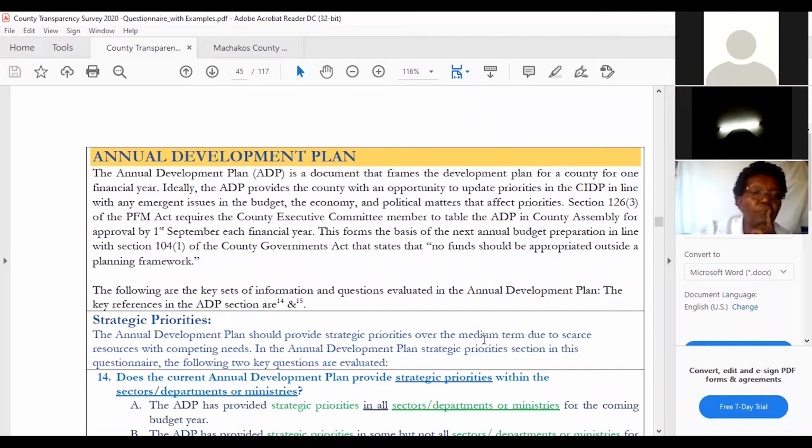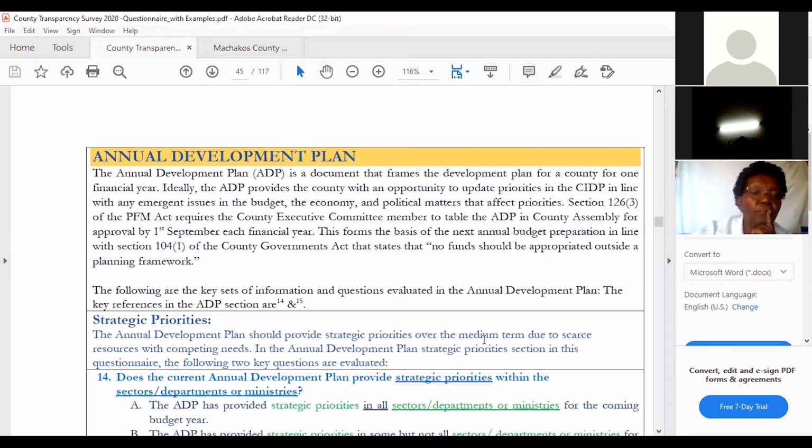One thing that you should also know is that counties are legally supposed to publish the ADPs, and they are also supposed to engage the public in matters of the ADP. If you look at section 126(3) of the Public Finance Management Act, it requires the county executive committee member to table the ADP in the county assembly for approval by 1st September each financial year.